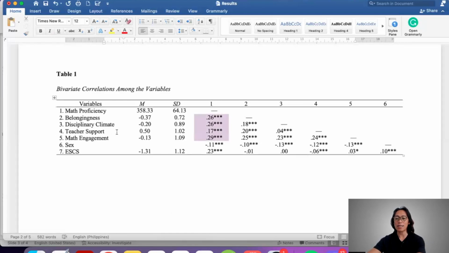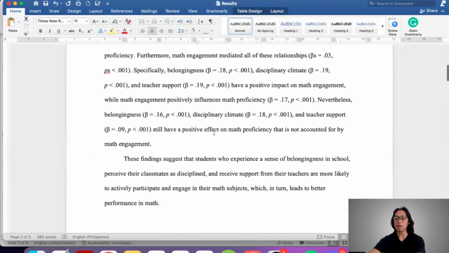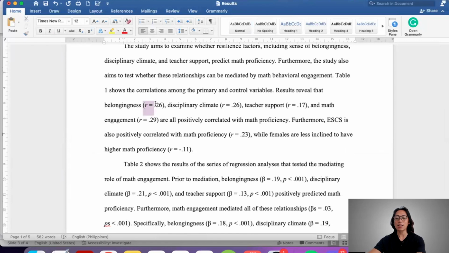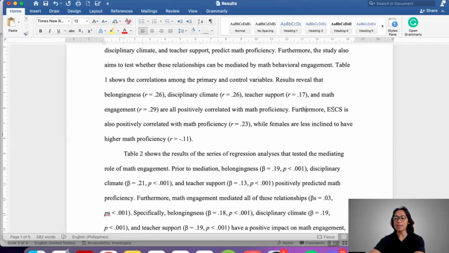So belongingness, disciplinary climate, teacher support, and math engagement relating to math proficiency are all positive coefficients, therefore signifying that the relationship is positive. And then immediately as I say the variables, I report the correlation coefficient. So you will notice again that r is a non-Greek statistical notation and therefore it's in italics. Furthermore, ESCS is also positively correlated with math proficiency.